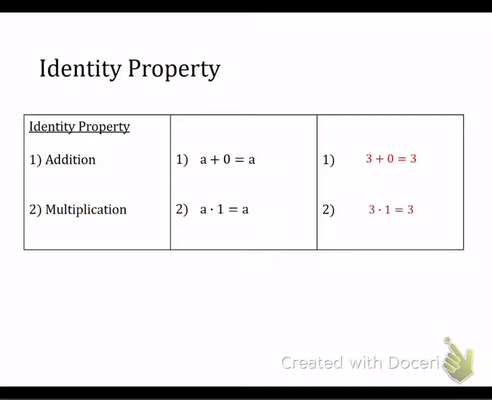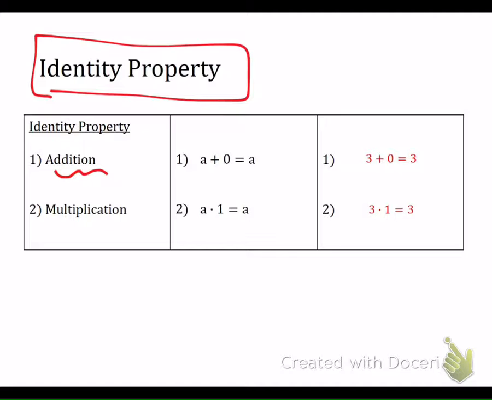All right, here is the identity property. I always remember the identity property because your identity is who you are. And with the identity property, who that number is is not changing. So if we're looking at addition, in order for our number not to change using addition, the magical number is to add 0. So if I have 3 plus 0, it still equals 3. The identity of the 3 has not changed.